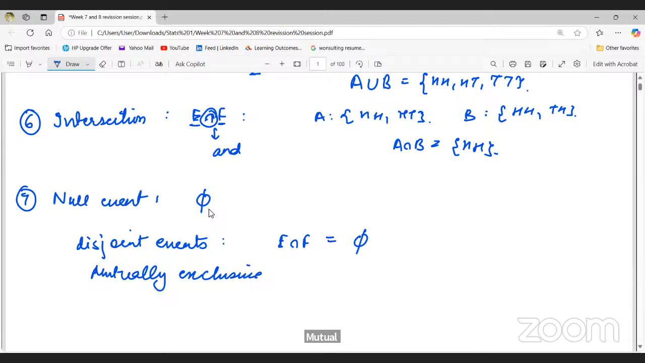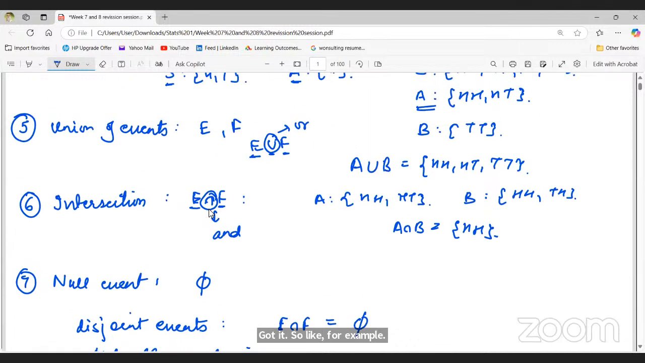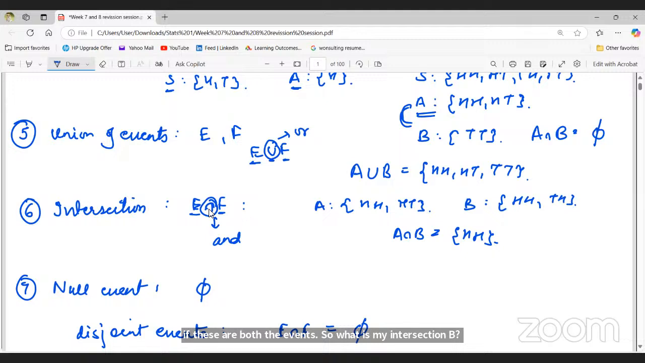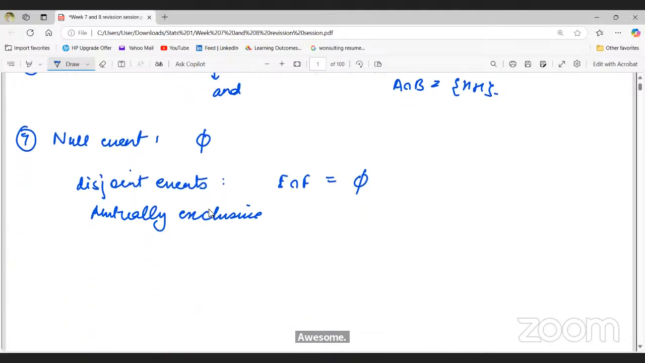So, for example, if these are both the events, what is my A intersection B? Null set. Okay, that means they don't have any common points.